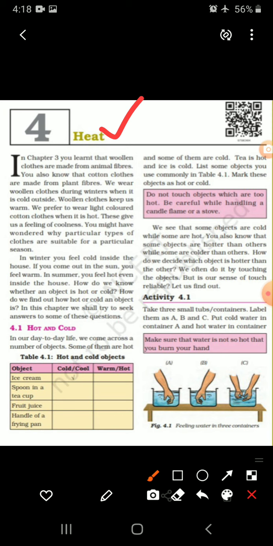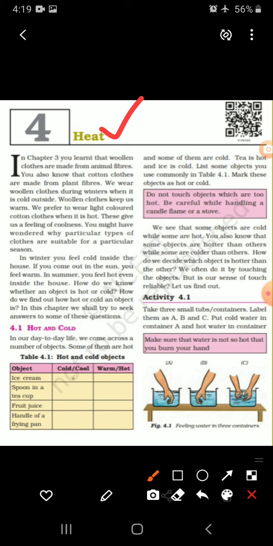In previous classes you have learned that woolen clothes are obtained from animal fibers and cotton clothes are obtained from plant fibers. We wear woolen clothes during winter, while we prefer cotton clothes during summer. Why do we do so? Because woolen clothes give us warmness, while cotton clothes protect us from the warmness or hotness.